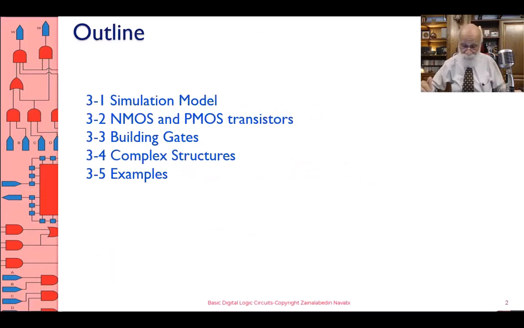So we are covering large concepts here, okay, which is very important in understanding what is coming next. I'll talk about simulation model. Okay, why simulation? We will talk about that in a few minutes. Then I talk about transistors. Then I talk about upper level building blocks, which become gates. And then we say, well, some gates are a little bit more complex than other gates. We call them complex structures. And then we do some examples.